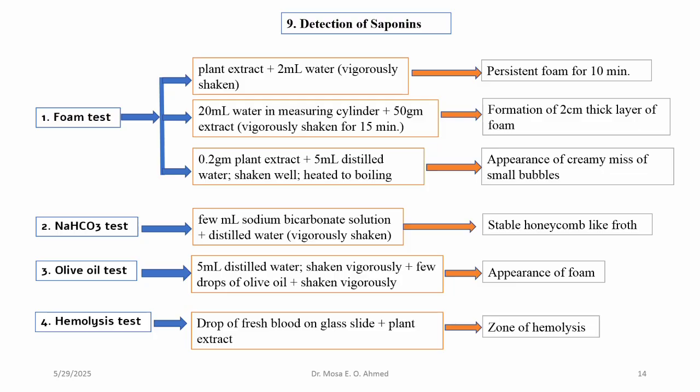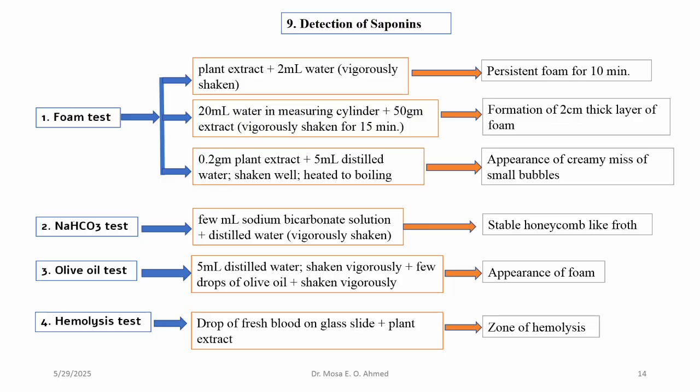The third foam test consists of 0.2 gram plant extract besides 5 ml distilled water, also with shaking, and besides shaking, heated to boiling. In case of presence of saponins with this foam test, a creamy mass of small bubbles appears. The presence of small creamy mass bubbles in the third foam test.